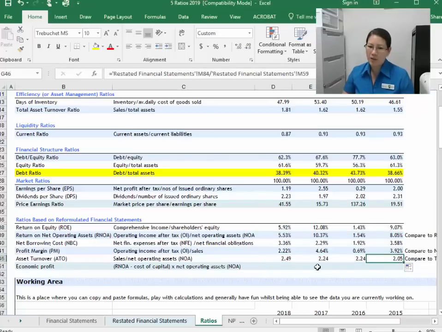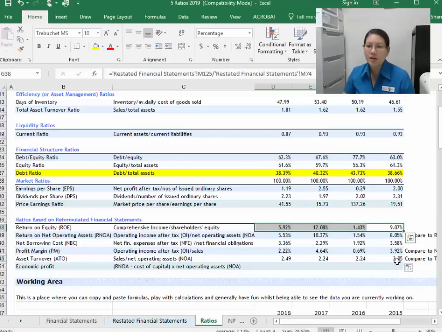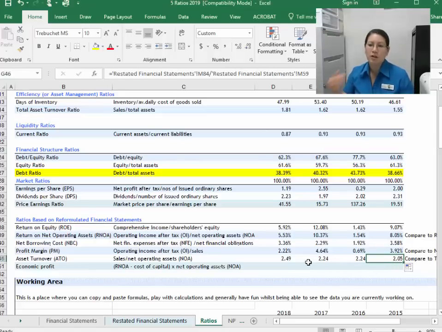But let's have a look over the years. $2 to $2.40, that's pretty good. It's actually increasing. So we're using our assets more efficiently, even though we're not generating as much profit. We're actually using our assets slightly more efficiently, which is pretty good. So that's a positive trend. It's not a huge trend though. I mean, $2.05 to $2.49. But hey, an increase is an increase.